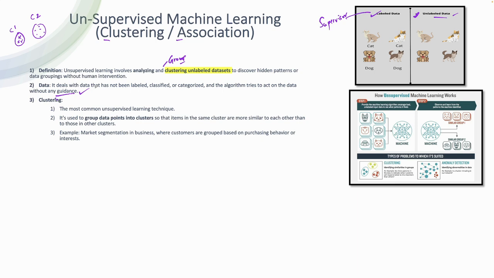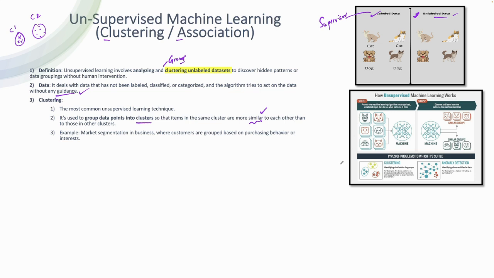Now you talk about clustering. I gave you some simple examples of clustering. Clustering is the most common unsupervised machine learning technique. It is used to group the data points into clusters, right? So this is cluster 1, which has one type of data points, and cluster 2 has another type of data points, so that items in the same cluster are more similar to each other. That's what I showed you. All the crosses are here, all the dots are here, right? More similar to each other than those in the other cluster. So all you are doing in clustering is grouping the data points into clusters.